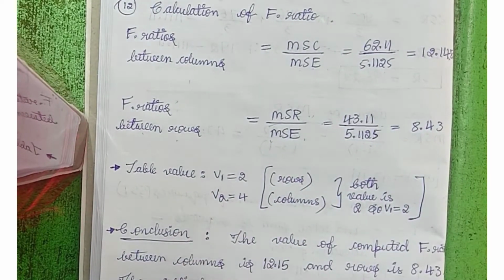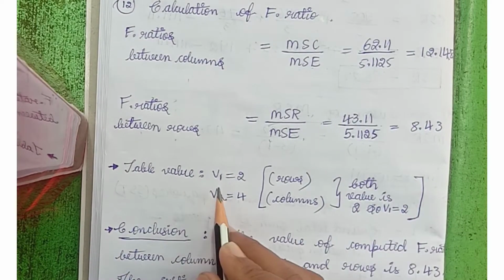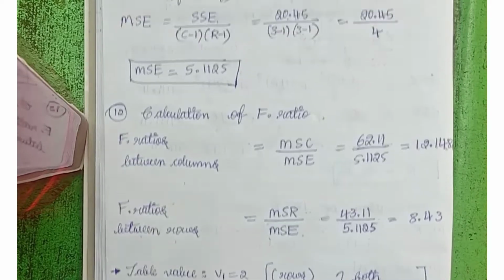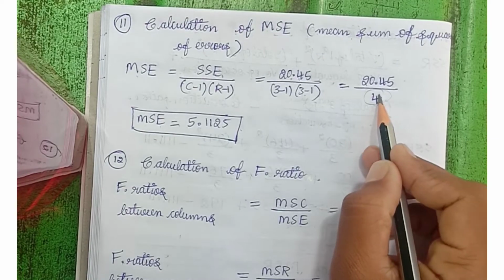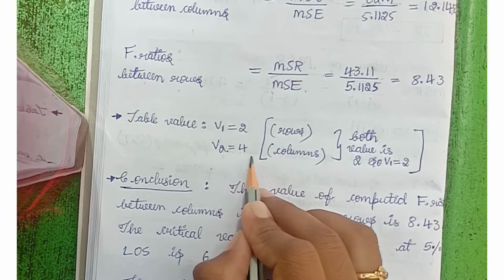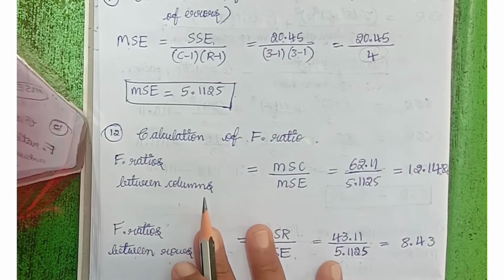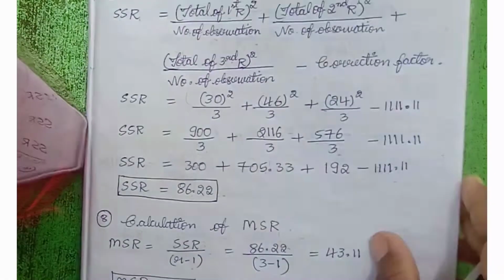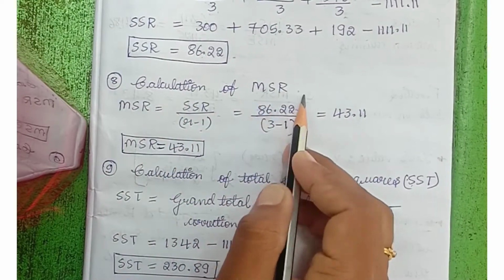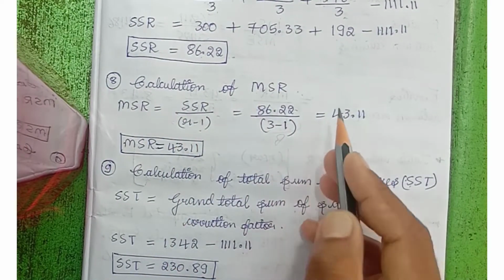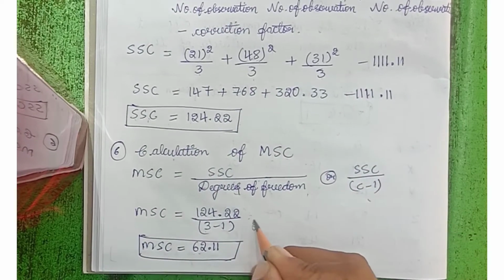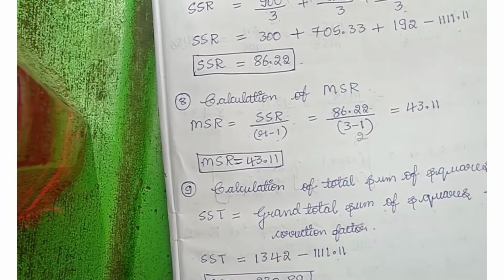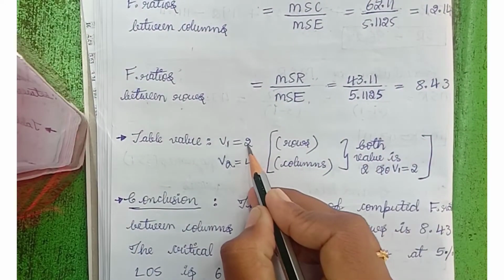Next, how do we find the table value, that is V1 and V2. While calculating MSE, we got the degrees of freedom as 4. That value we take as V2, and V1 is 2. While calculating the degrees of freedom for MSR, we got 2, and for the calculation of MSC also, the degrees of freedom is 2, since 3 minus 1 is 2. So both are 2, and we take V1 as 2.